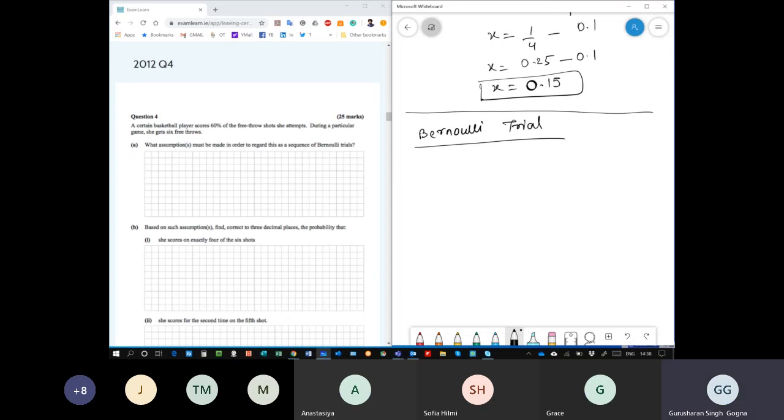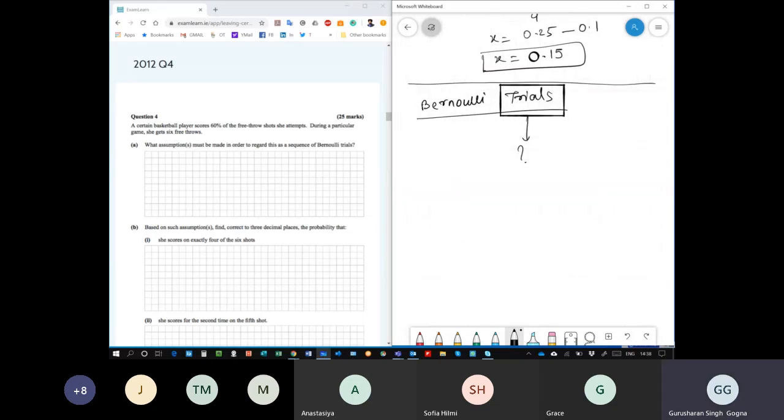You probably did this chapter in school, isn't it? Most of you. So what is a Bernoulli trial? No idea. So what it says here, trials. What do you mean by trials? Only win or lose situation.